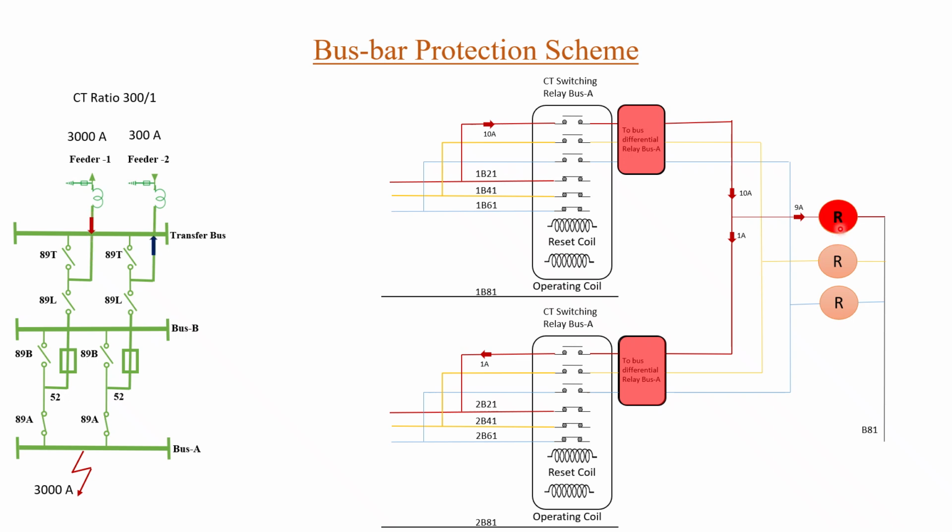Busbar protection operates, that means this relay will isolate all the feeders connected to bus A. It will operate its circuit breakers and isolate all these feeders from bus A, right? So feeder 1 and feeder 2 both will get disconnected from bus A, and that is how the bus gets protected. So this is for two feeders.